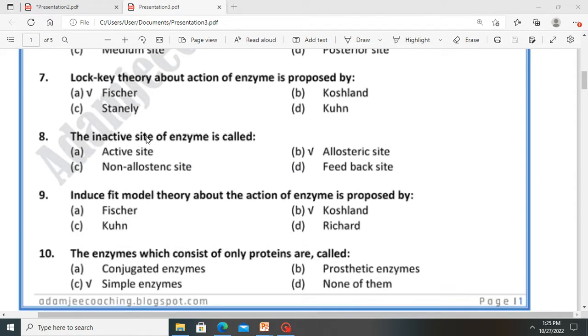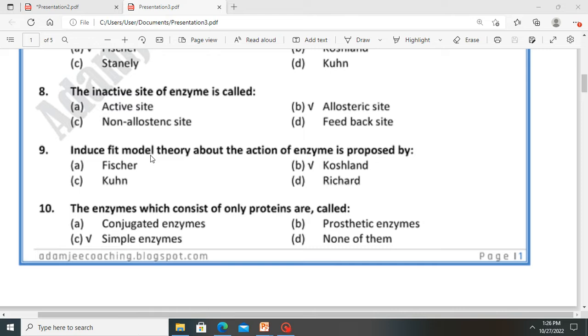The inactive site of an enzyme is called. So the active site is the site that the substrate binds. Any other site on the enzyme where the substrate does not bind is called an inactive site. And those sites are for regulation and they are called allosteric sites. So inactive sites of enzymes are called allosteric sites and they are meant for allosterism, which is the regulation of enzyme activity in the course of the enzymatic process.